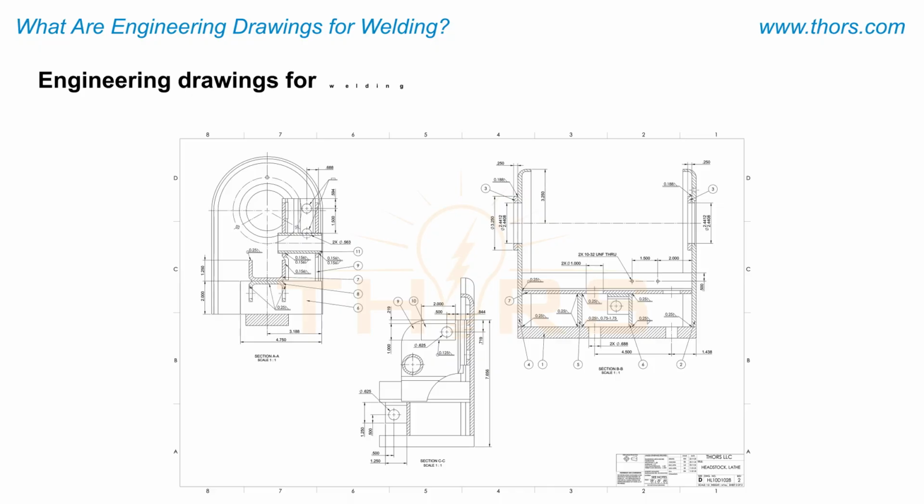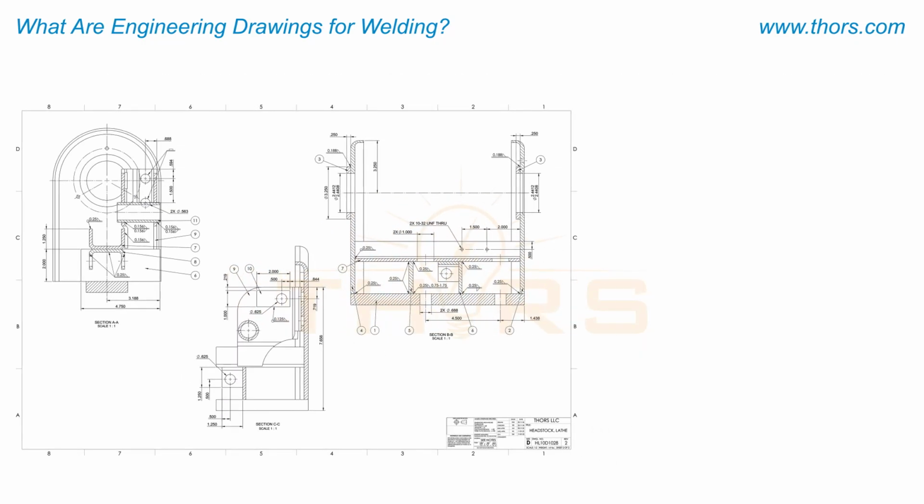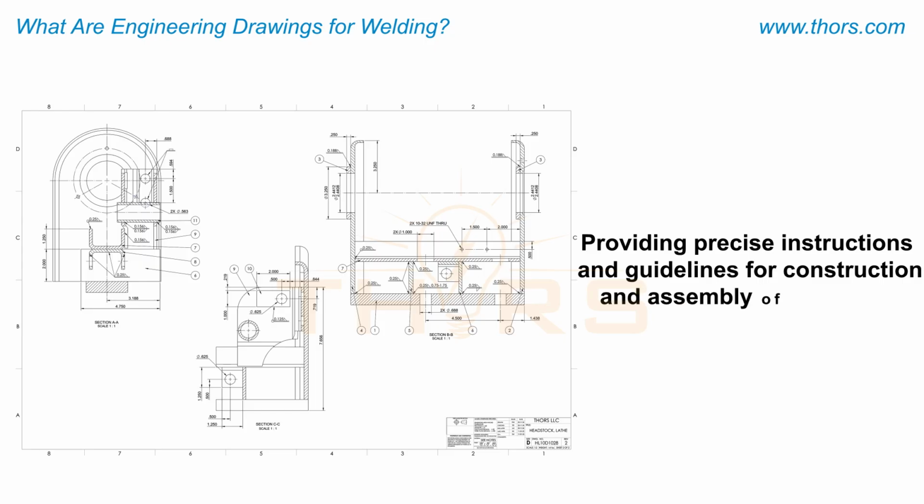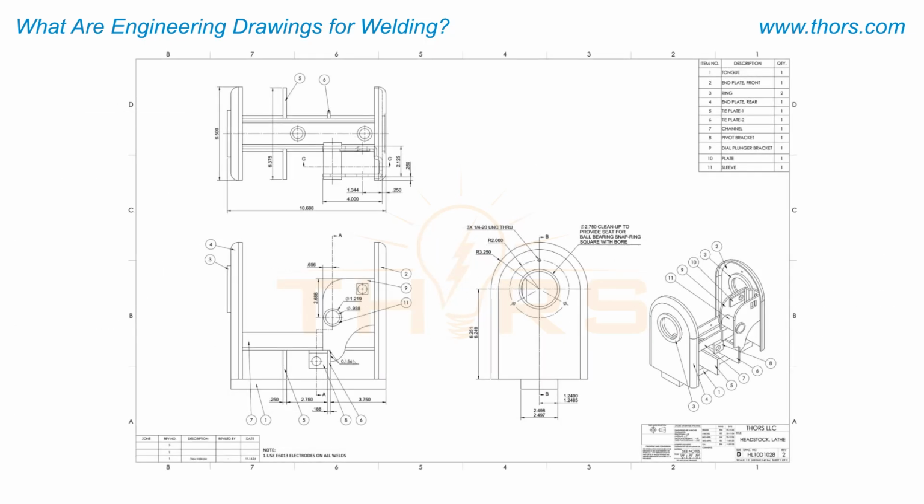Engineering drawings for welding are specialized drawings that communicate welding requirements and specifications. Engineering drawings serve as a universal language, providing precise instructions and guidelines for construction and assembly of structures and components. Typically, engineering drawings are made up of various sections, such as the title block, parts and assembly drawings, and notes section.